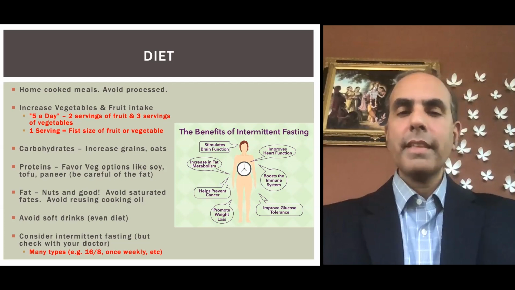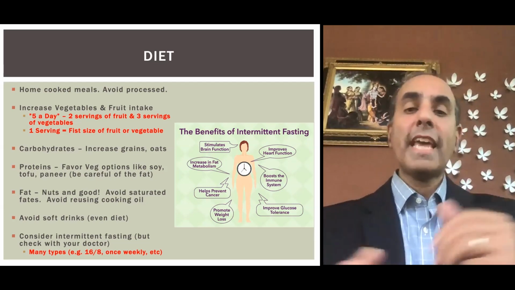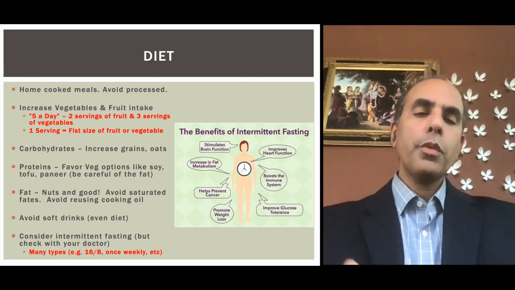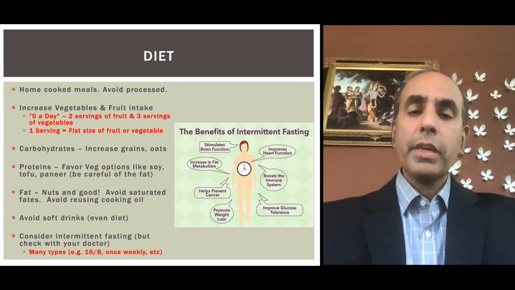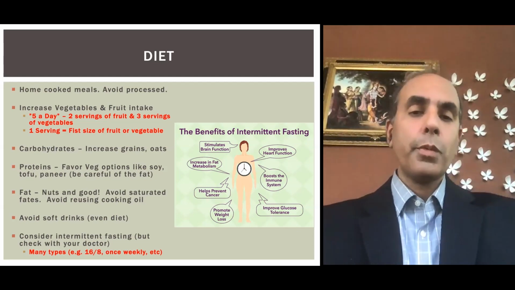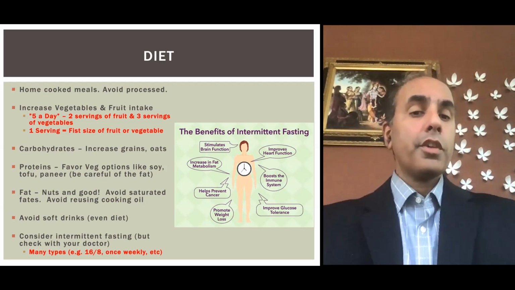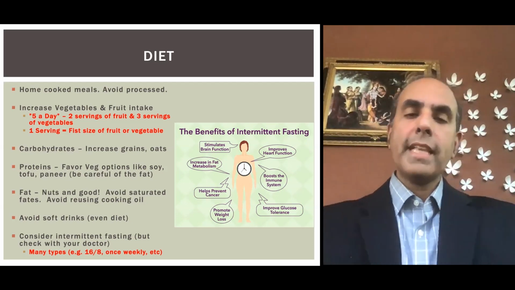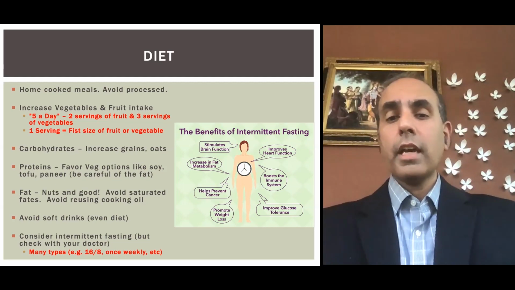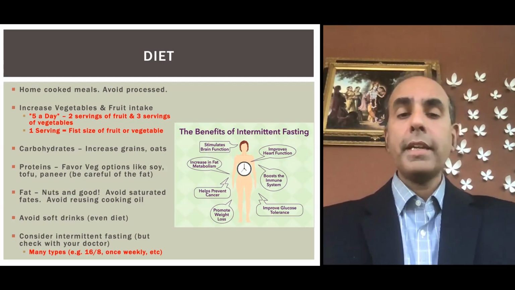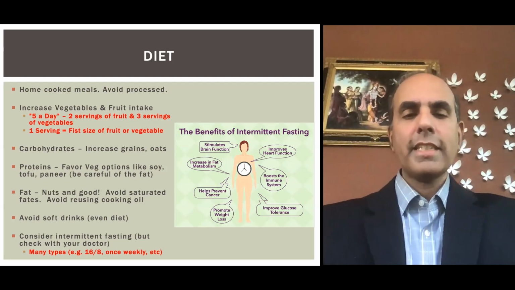So an apple is 1 serving of fruit. A banana is 1 serving of fruit. So if we can keep these kinds of easy things in our mind, then we can really make an impactful change in our risk for heart disease. For carbohydrates, we want to increase the grains and oats. For protein, you want to favor the vegetarian options like soy or tofu or paneer, but of course you have to be careful of the fat content.